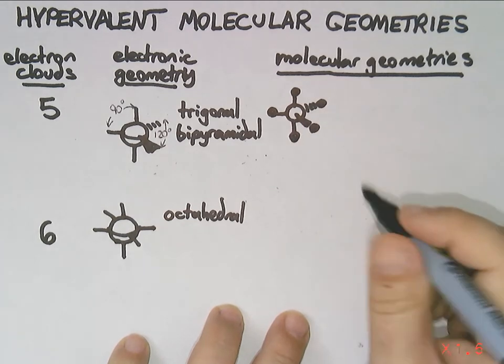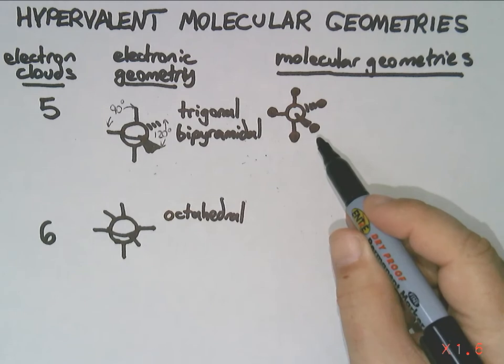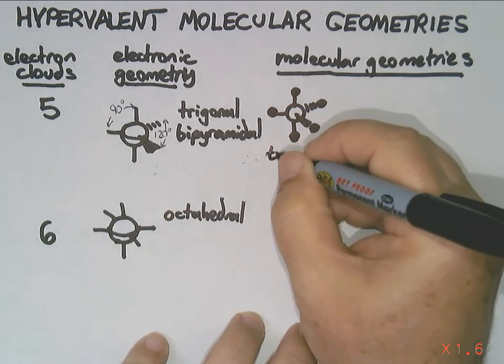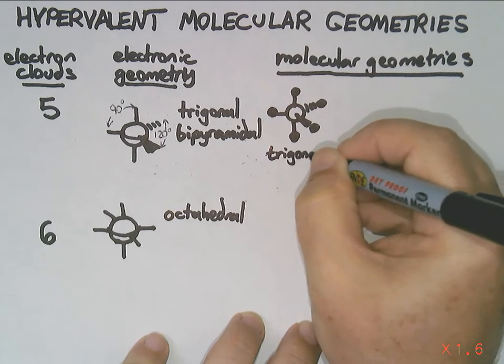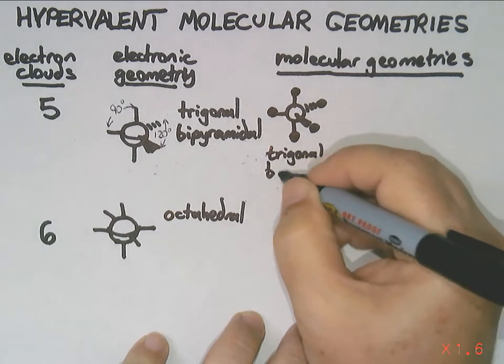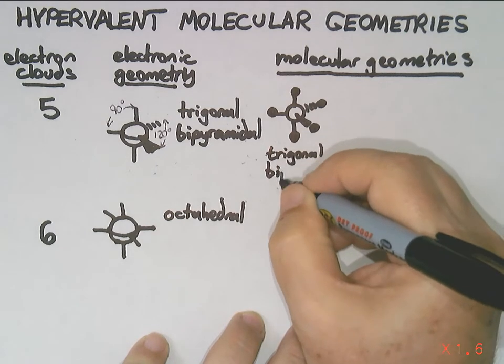Here's the first one, and remember, when you don't have any lone pairs, you have the same name for the molecular geometry as you had for the electronic geometry.